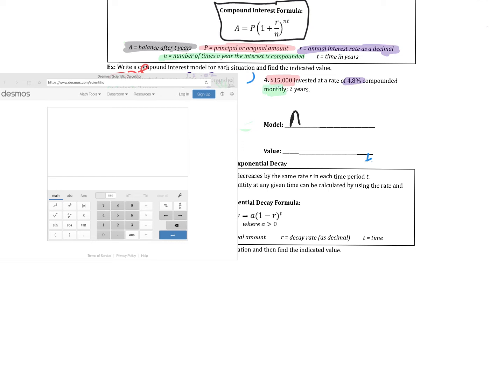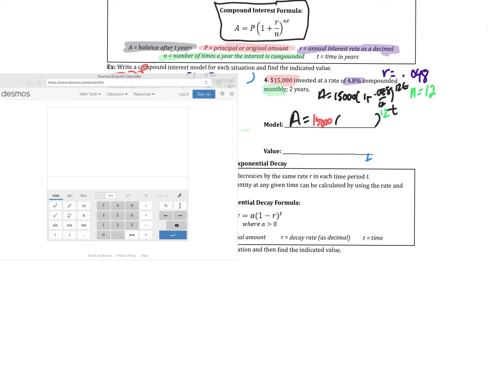So to start my model, I know I'm going to have A equals something to the power of something times T. Our original amount, 15,000. Our rate, if I move that decimal place twice, is 0.048. And if it's compounded monthly, that means that N is going to be 12 because there are 12 months in the year. So looking at this all together so that we can simplify what goes inside for our model, this is going to be 1 plus 0.048 over 12 to the power of 12t. So I can put a 12 right here in the exponent.